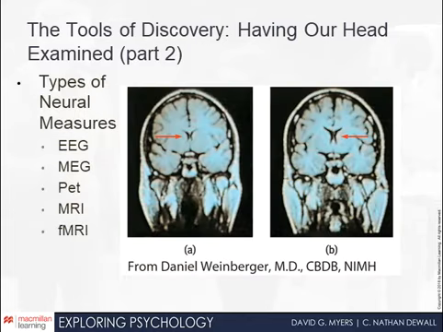Now, the tools of discovery, having our head examined. Types of neural measures, okay? First of all, let's look at these two pictures here, A and B. Note the enlarged ventricle, the fluid-filled brain region at the tip of the arrow in the image on the right. See, it's like a little butterfly in the center of the brain. It's much larger than the one on the left.